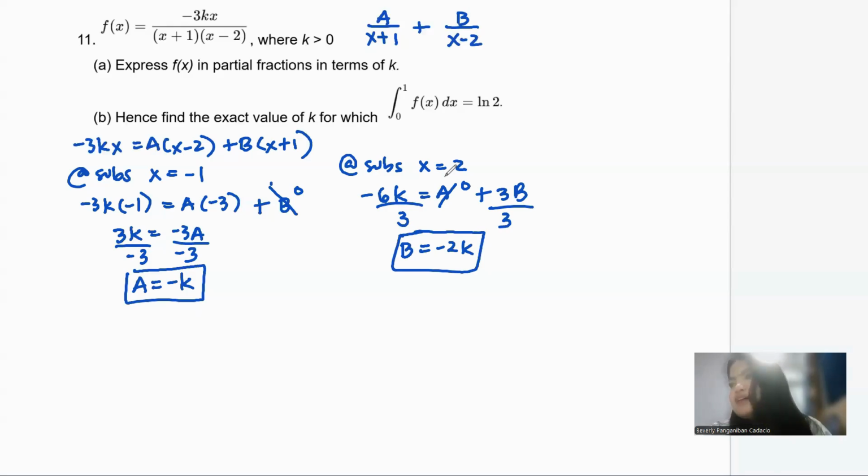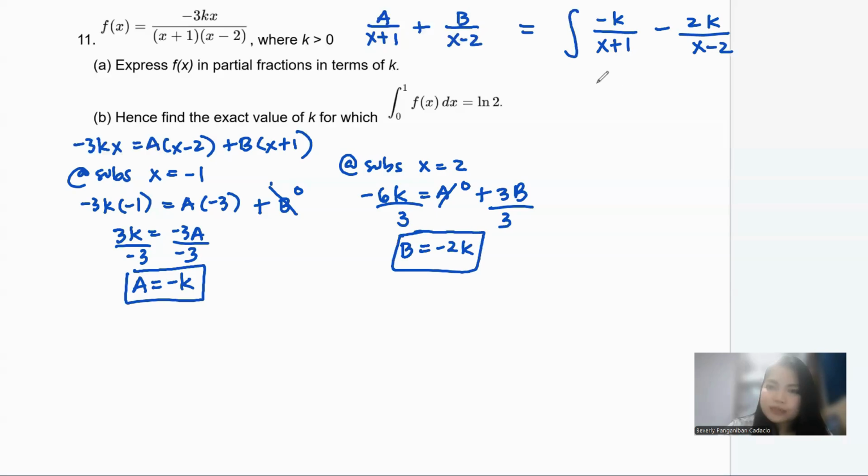Okay, now let's move on. Better if you want to rewrite it. Let's rewrite that one. So you have negative k over x plus 1, and you're going to have negative 2k over x minus 2. Okay, now I'm going to integrate them.